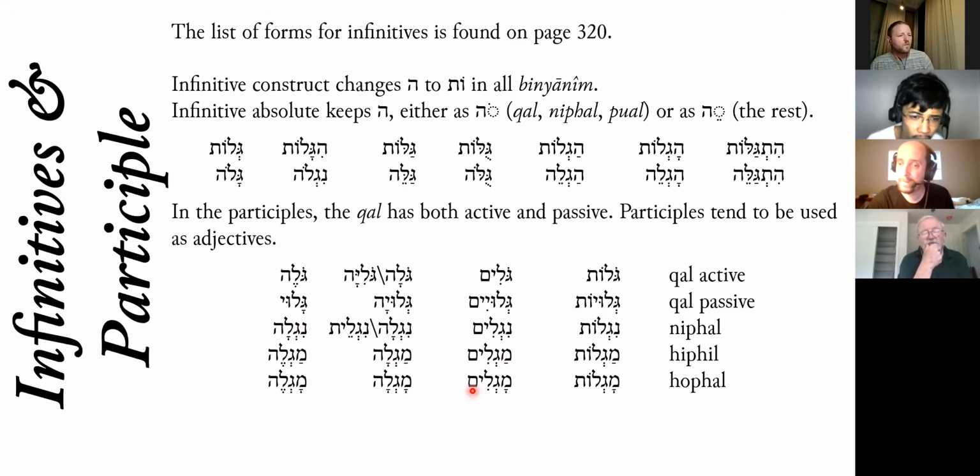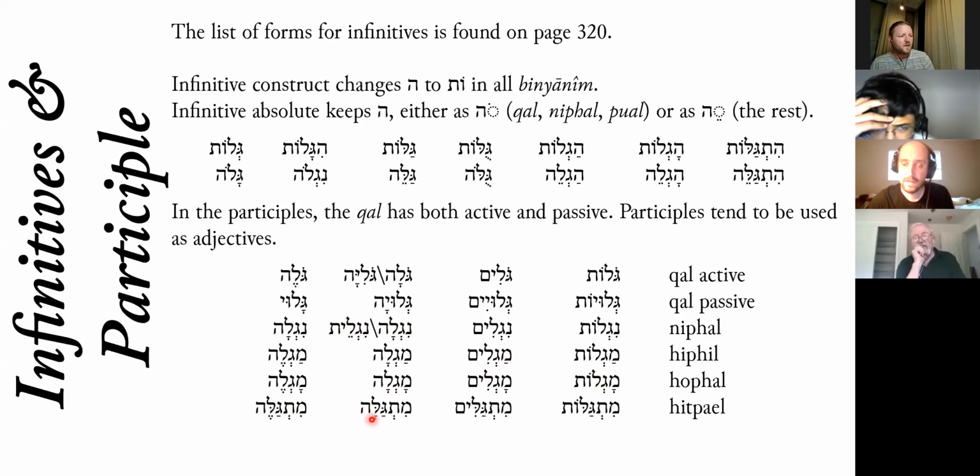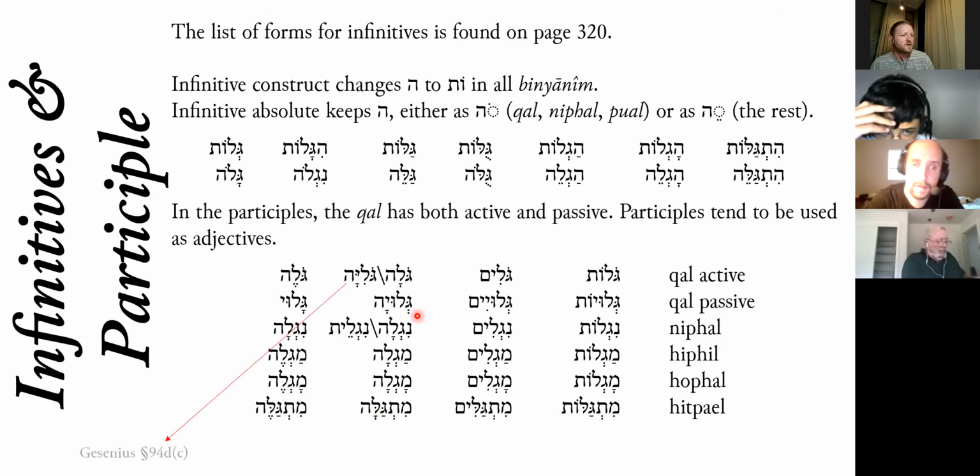Mogle, mogla, moglim, moglot. Also, it could be mugle, mugla, muglim, muglot. Mitgale, mitgala, mitgalim, mitgalot. Okay, the idea is just to see the endings.